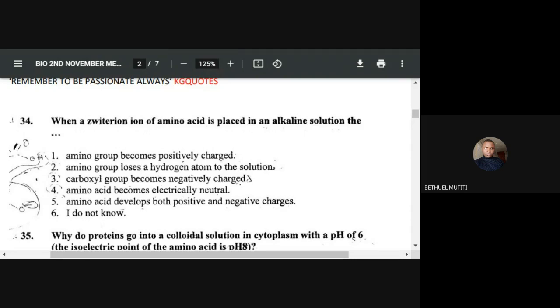So meaning it is going to be positively charged, but we know that an acid is a proton donor, meaning it will donate 1 proton, which is the hydrogen proton. So I don't know now how we can analyze option 1 and 2.